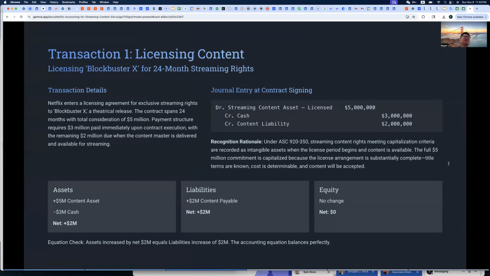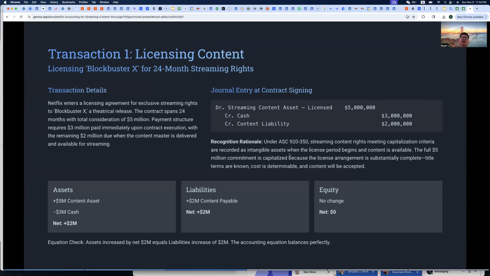Transaction one is licensing content. For example, Netflix enters a licensing agreement for exclusive streaming rights to Blockbuster X, a theatrical release. The contract spans 24 months with total consideration of 5 million. The payment structure requires 3 million paid immediately upon contract execution, with the remaining 2 million due when the content master is delivered and available for streaming.